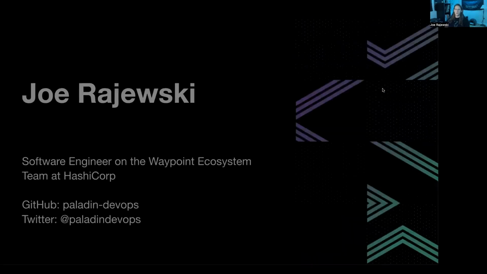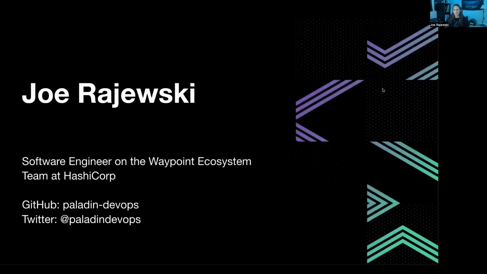But before that, I just want to introduce myself real quick. My name is Joe Rajewski. I joined HashiCorp a few months back, and I'm a software engineer on the Waypoint ecosystem team. But prior to joining the team, I was pretty active on the Waypoint GitHub repo. You may have seen me around there if you've been poking around. My username is Paladin DevOps.